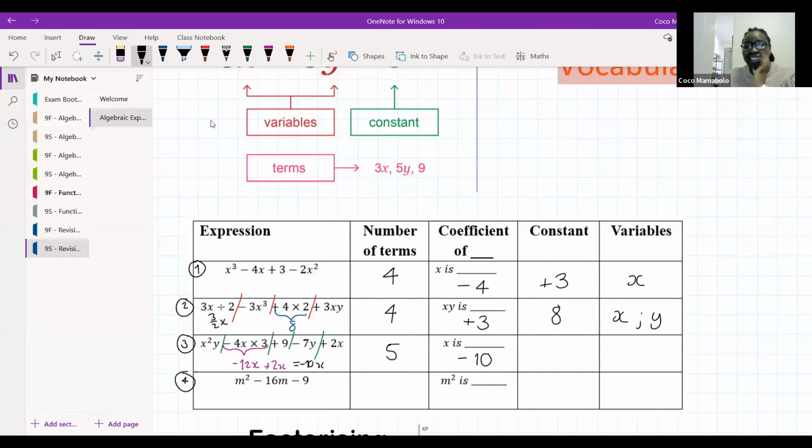All right. What is my constant term? +9. Good, +9. And what have they used? What variables have they used? Oh, Tammy, where did you go? Come back. What is my variables that they've used?